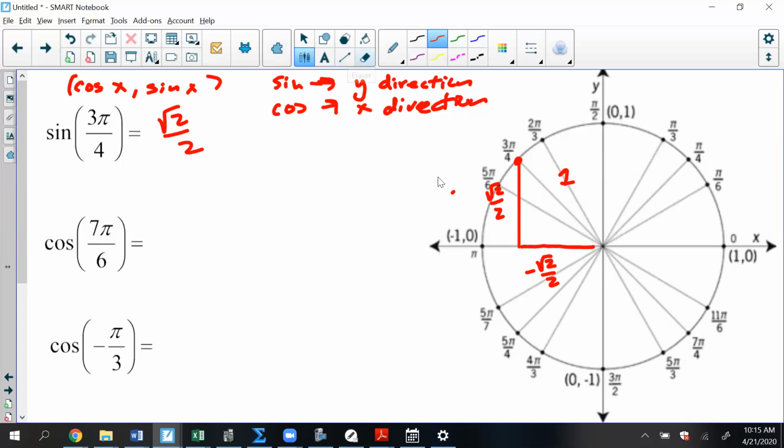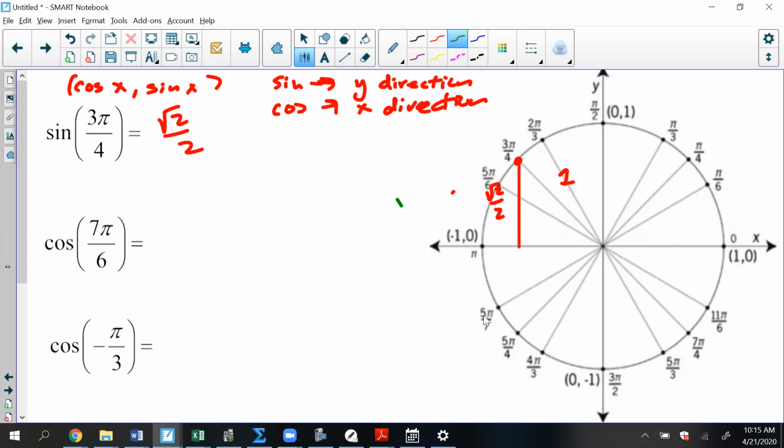All right, so let's try the second one here. Get rid of this just because we want that answer shown. We'll do the cosine one in green here. So we're looking at 7 pi over 6, and that's where we saw there was a little bit of a mistake, but we'll fix that.